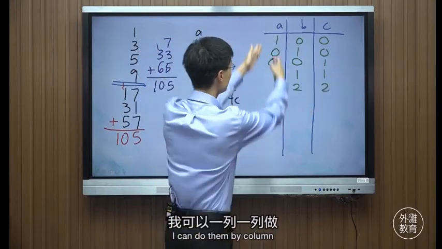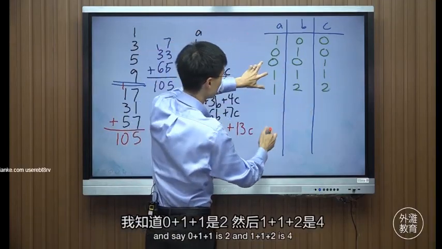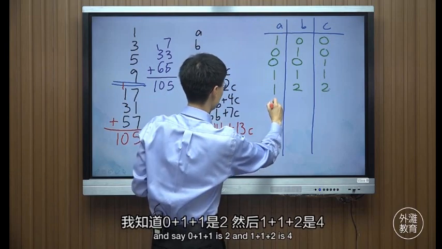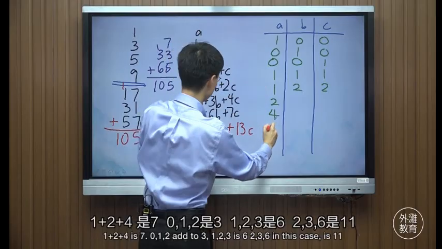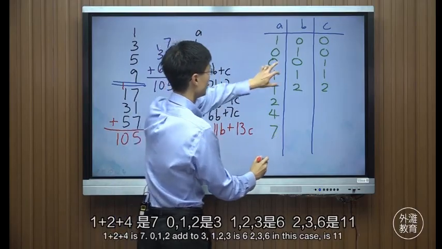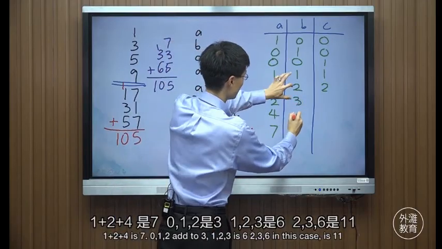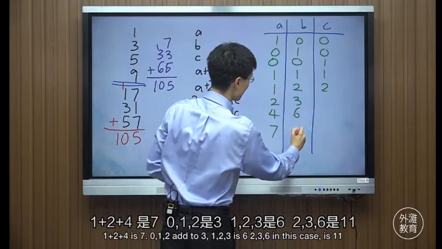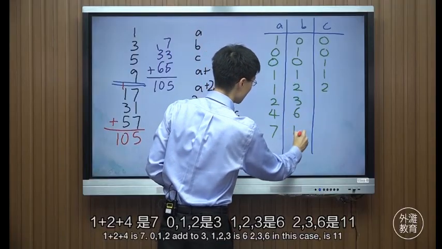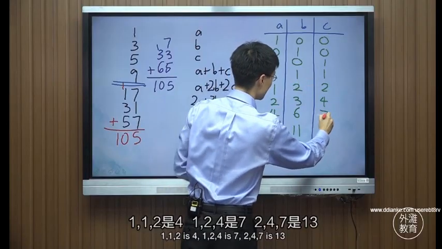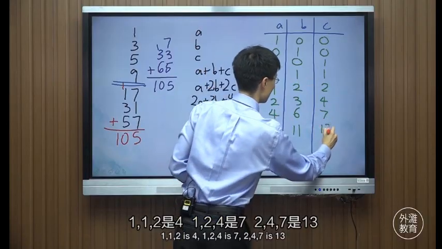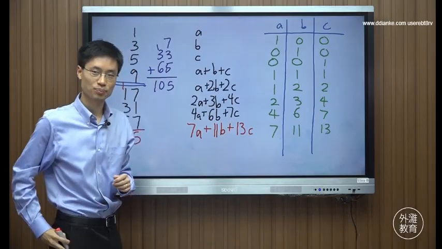And if I just keep going, you even find out I don't even need to do them row by row. I can do them by the column and say 0 plus 1 plus 1 is 2. And then 1 plus 1 plus 2 is 4. 1 plus 2 plus 4 is 7. 0, 1, 2 adds to 3. 1, 2, 3 is 6. 2, 3, 6 is, in this case, 11. 1, 1, 2 is 4. 1, 2, 4 is 7. 2, 4, 7 is 13. And I have all the numbers again.